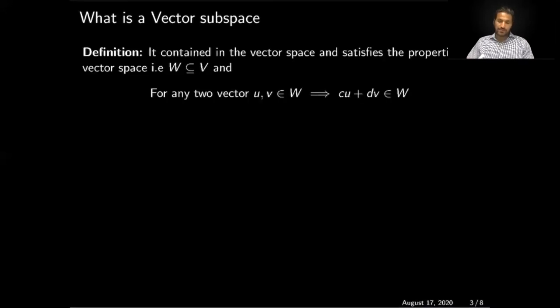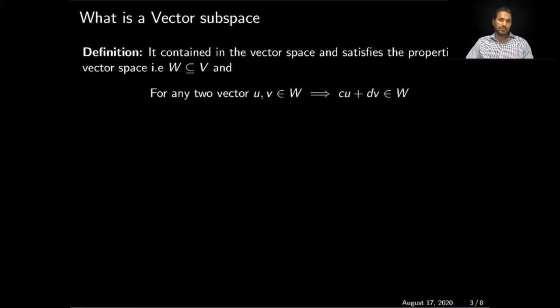Okay, our next definition is what is a vector subspace. A vector subspace is basically a vector space that is inside of another vector space. It is a smaller space which lives inside of the bigger space, but it also satisfies all the properties of a vector space.